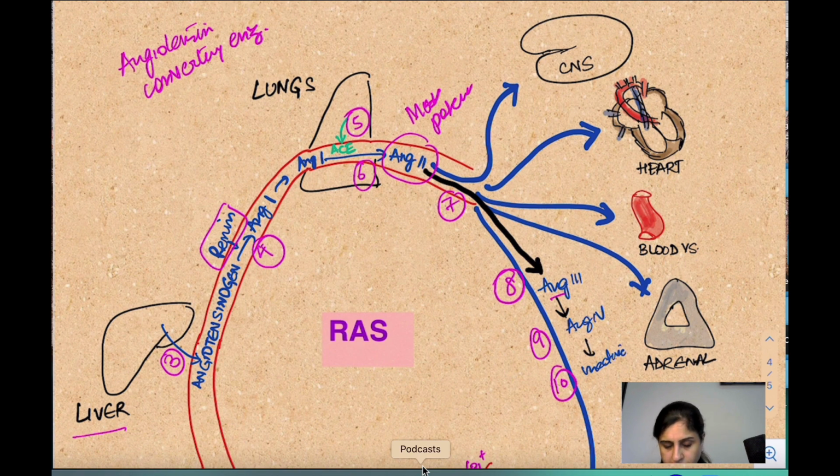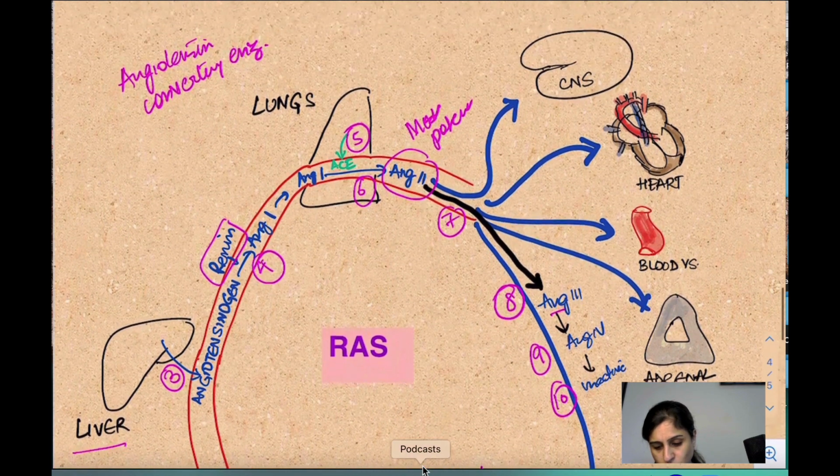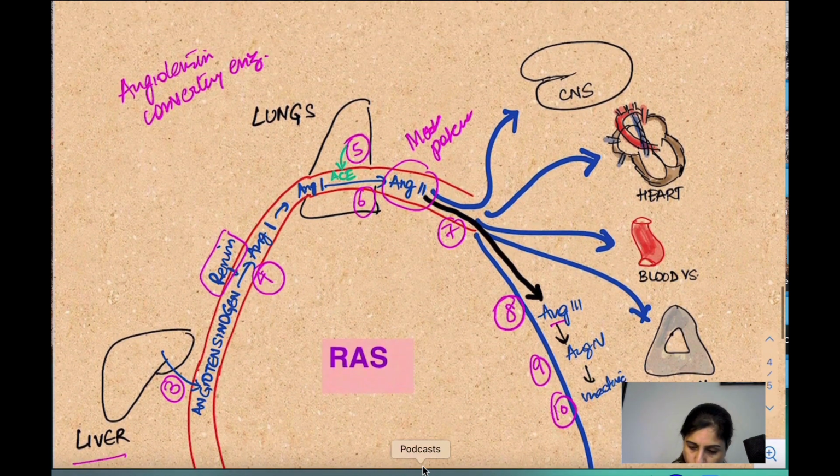Now most important, यहाँ पे अब क्या है? The effects of angiotensin 2, which are very important. What's the role of angiotensin 2 here? Now angiotensin 2 affects all these organs which I have drawn here, right? So first organ is, it affects the central nervous system.